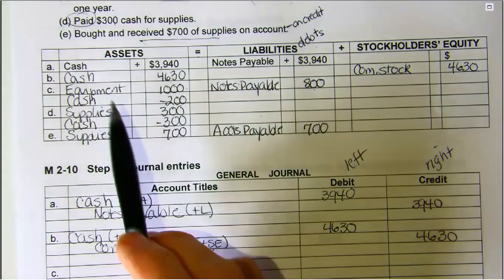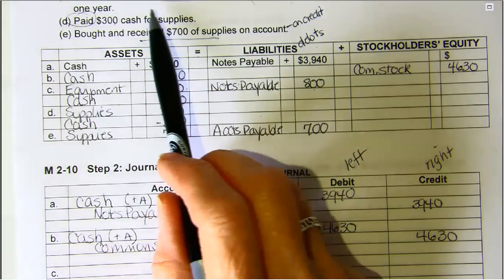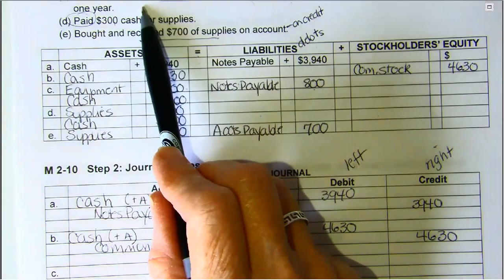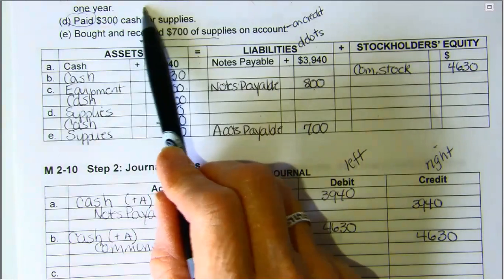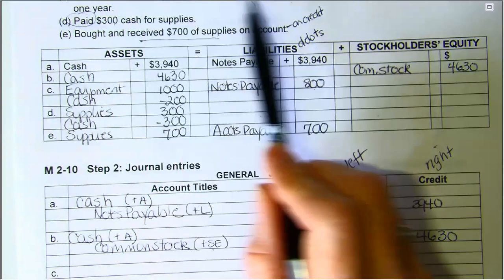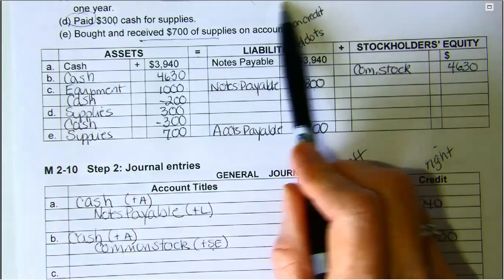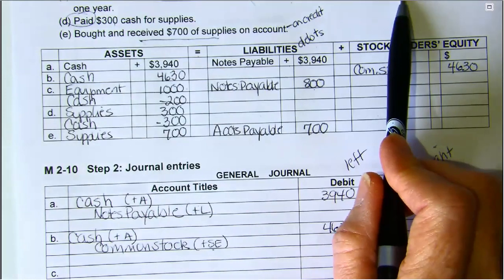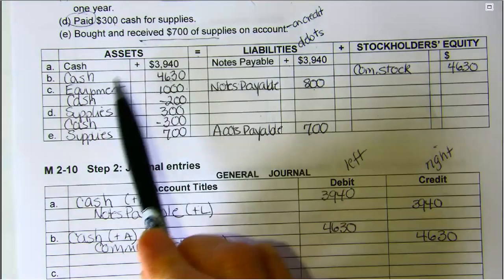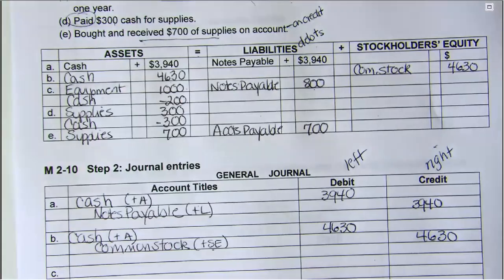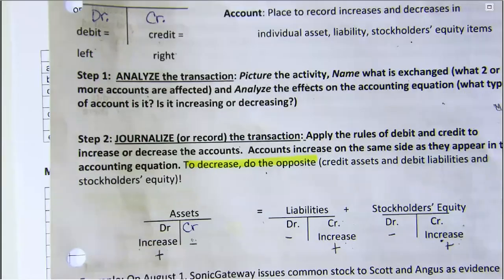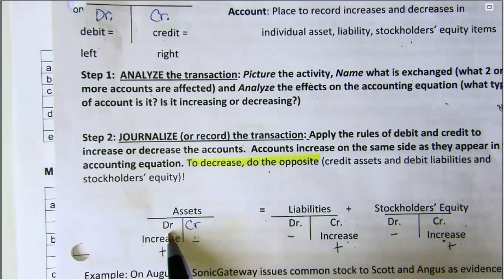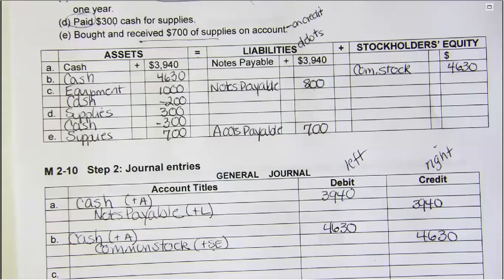Okay, let's go to C. In C, purchased equipment, $1,000 worth. That's what we received. And what we gave were 2 things: cash, and a notes payable. Okay, equipment we said was an asset, right? We want to increase assets. To increase assets, we debit. Let's put the debit on line 1.